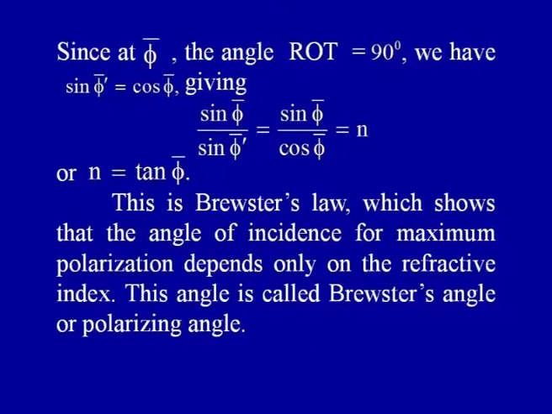leading to the condition that the ratio of sin phi bar and cos phi bar becomes equal to n, that is, n is equal to tan phi bar, where phi bar is the polarizing angle. This is Brewster's law, which shows that the angle of incidence for maximum polarization depends only on the refractive index through this relation, n is equal to tan phi bar. This angle is called Brewster's angle or polarizing angle.